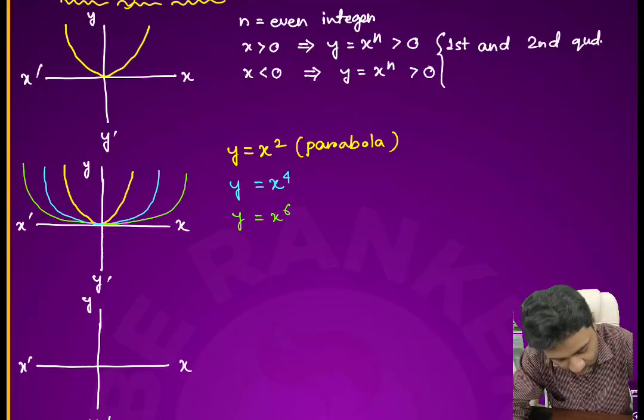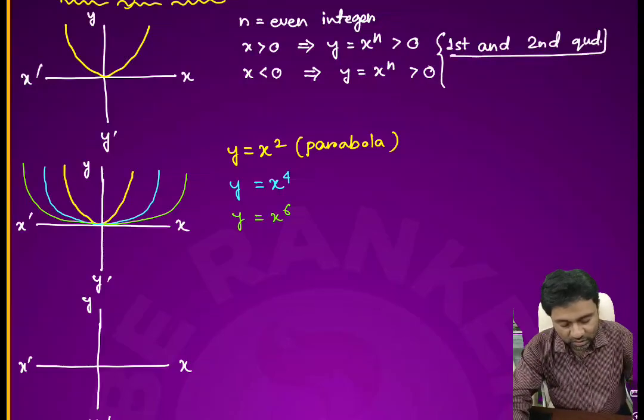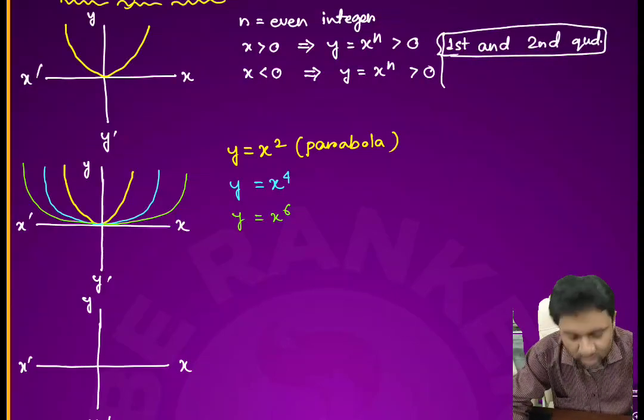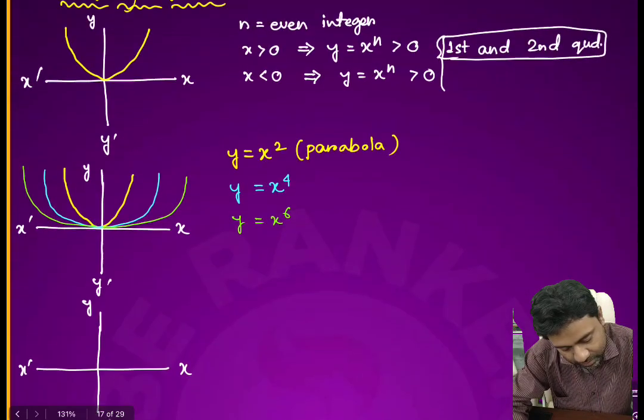So when x is positive and x is negative, the graph in both cases have positive values of y. So the graph lies in first and second quadrant. Remember this.